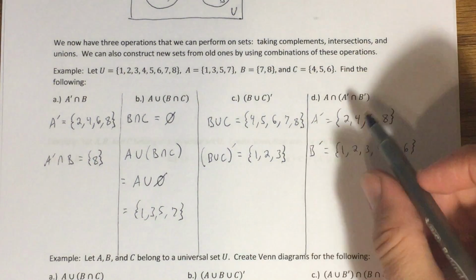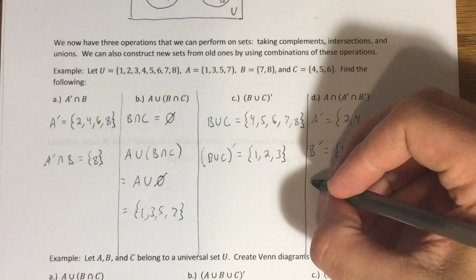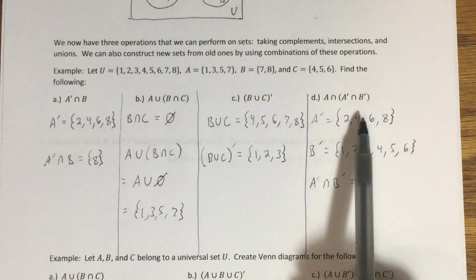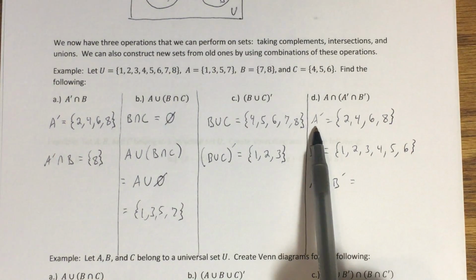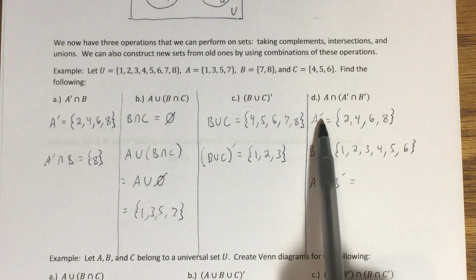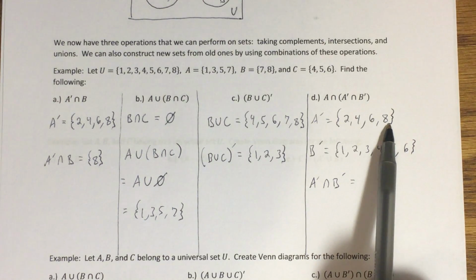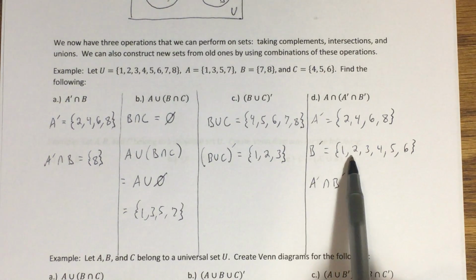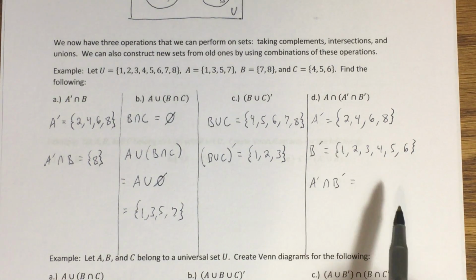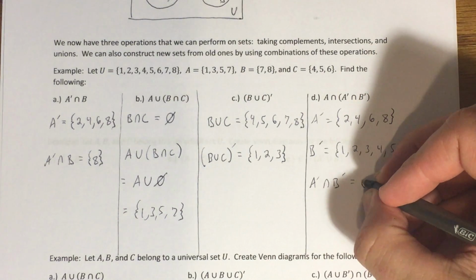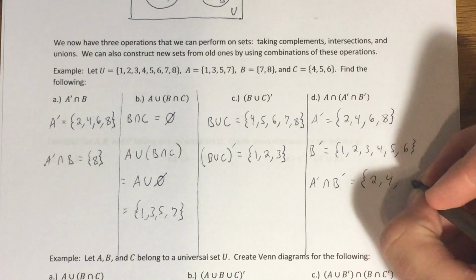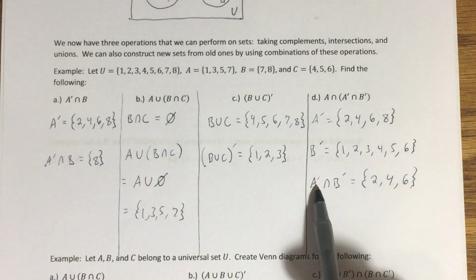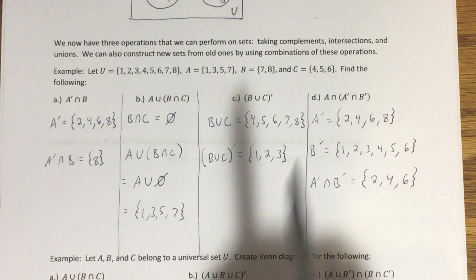Okay? Now I need the intersection of those two sets. What is the intersection of A complement and B complement? Again, we're looking at what these two sets have in common. Well, the complement of A has only the even numbers from U, and so that means the intersection of these two sets would be everything that I can find in the complement of B that's even. 2, 4, 6.